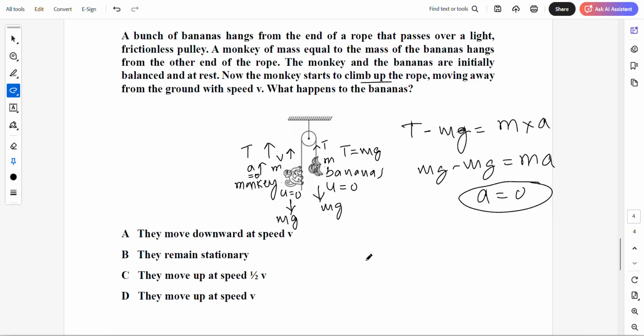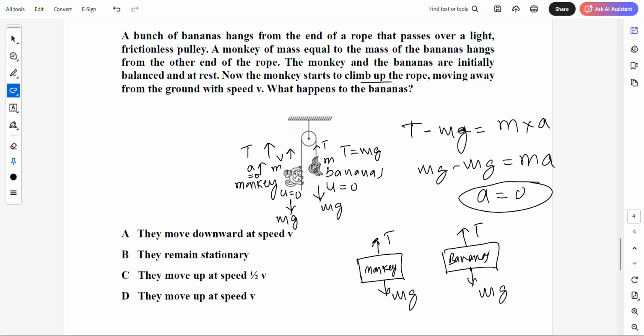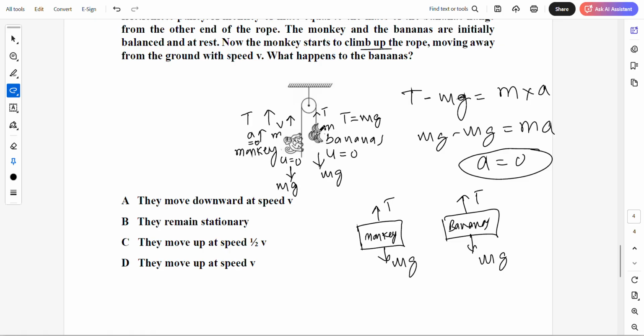With constant speed. So let us say this is the monkey and this is the bananas. This is T. This is mg. This is also T, and mg. If the monkey is climbing up with constant v, the bananas will also move up, in the opposite direction. Their distance will always be constant. Bananas will also move upwards.